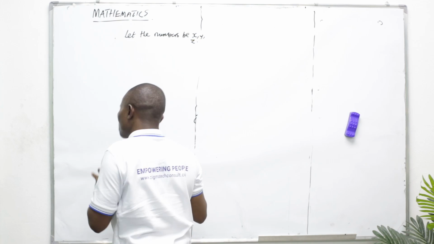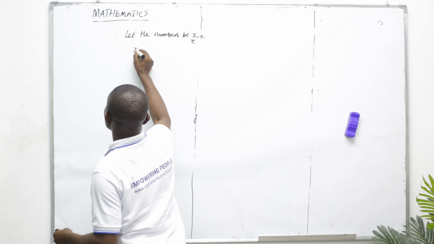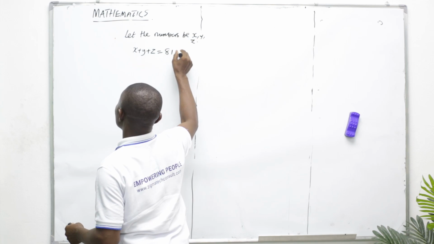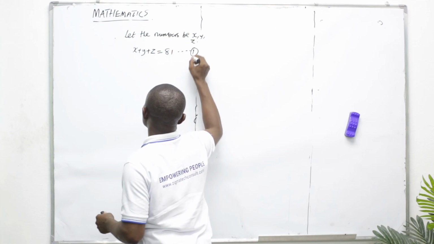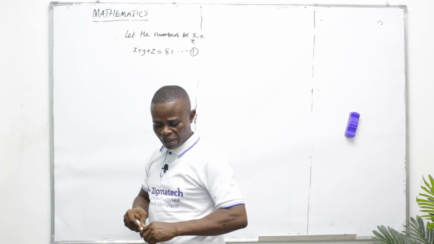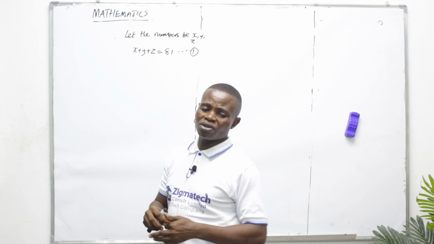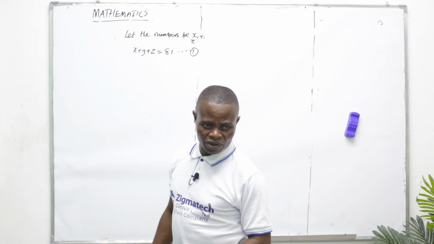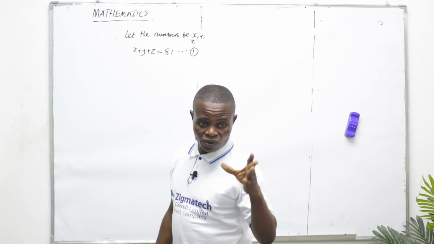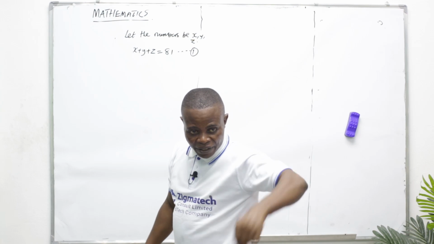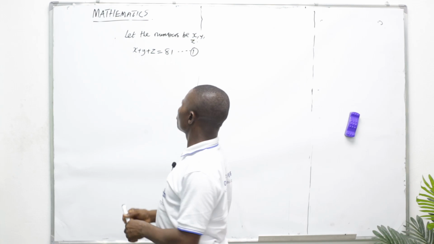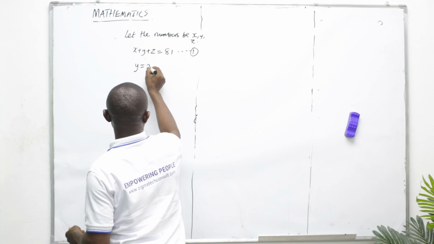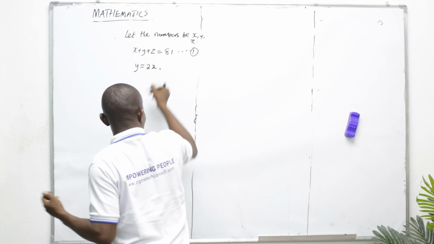Now, the sum of three numbers is 81. Follow instruction, okay? That is X plus Y plus Z equals 81. Just say equation 1. And most of us are interested to go direct to the answer. That is always not the case. Pay attention to the instruction given to you. The second number is twice the first. Who is the second number? Y is twice the first, Y equals 2X.